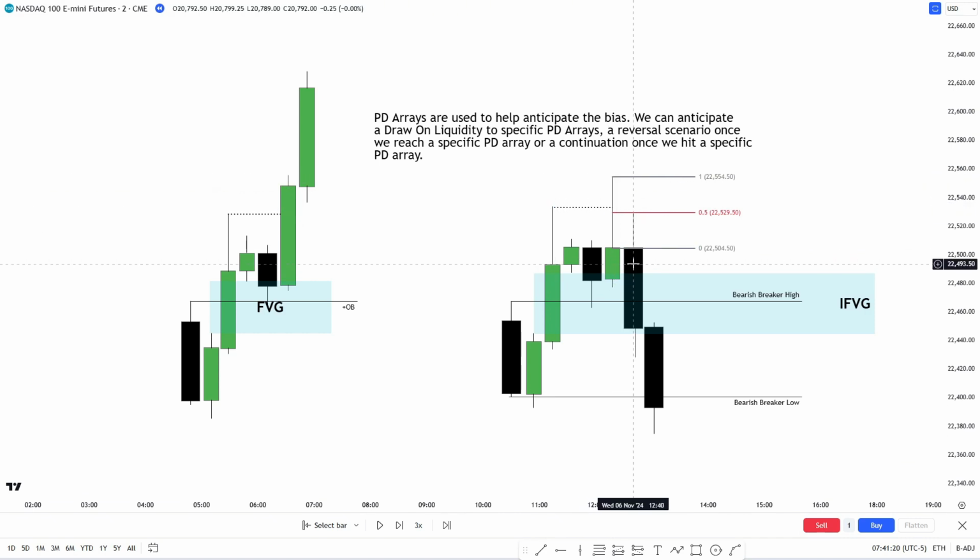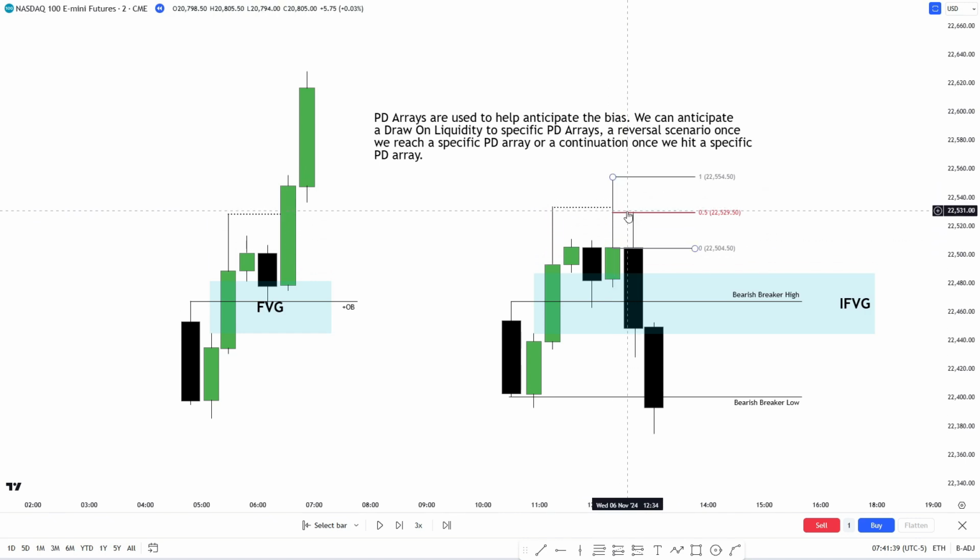So then on the next candle, we can use a PD array to anticipate a reversal scenario. A very nice PD array we have here is this premium wick right here. Remember, we treat wicks as gaps. So I'll be looking at consequent encroachment off of this premium wick.